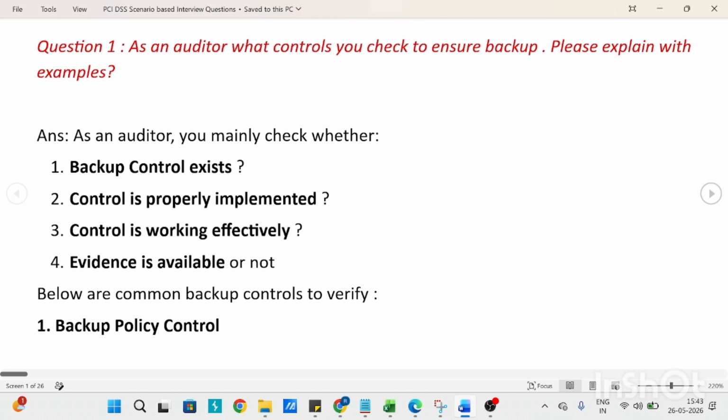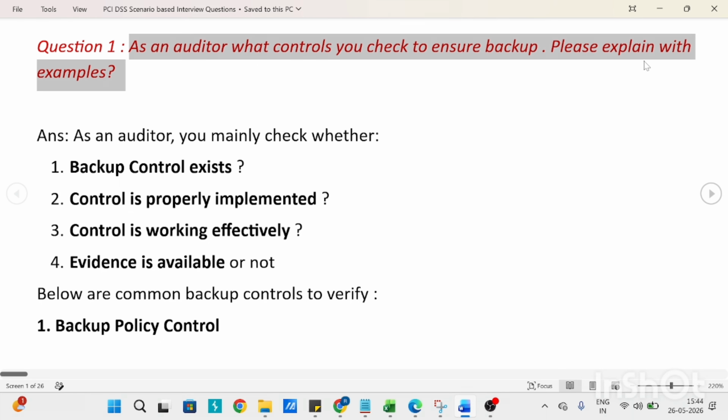Good morning, team. Today we will discuss what are the controls to ensure the backups. All questions related to backups are situational based, scenario based. So this is question number one.